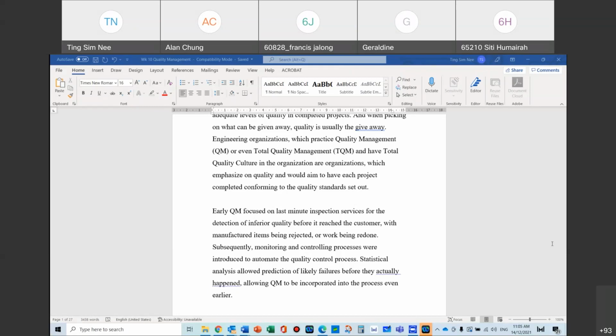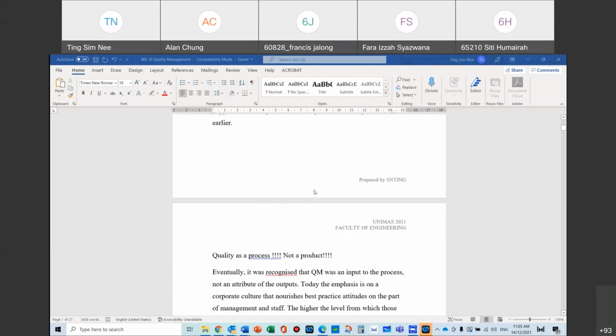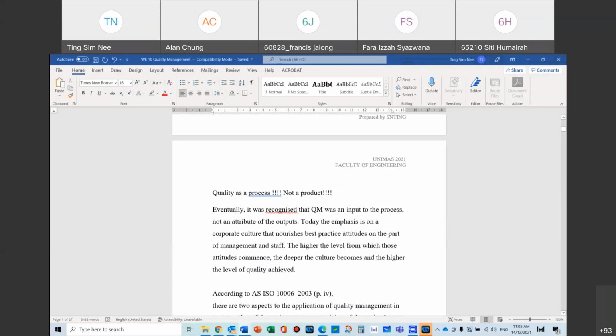They're not treating quality management like a process. They are treating quality management like specs plus last minute inspection. So they treat themselves like a white coat inspector instead. Okay. So before we go into that, my emphasis is that quality is not the final product. It is about processes. It's not about product.